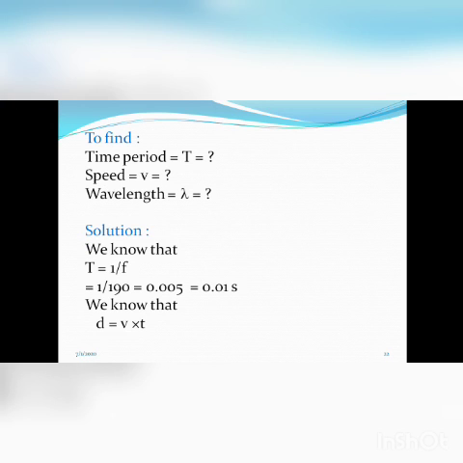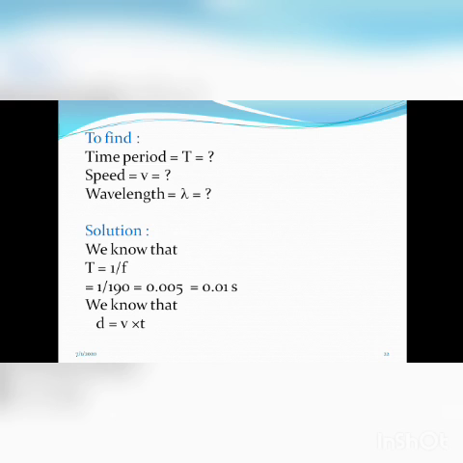What we have to calculate? Time period T, speed v and wavelength lambda. Solution. We know that T is equal to 1 by f. Time period is the reciprocal of frequency. 1 by 190 is equal to 0.005 second. We will round it off and we have the value 0.01 second.